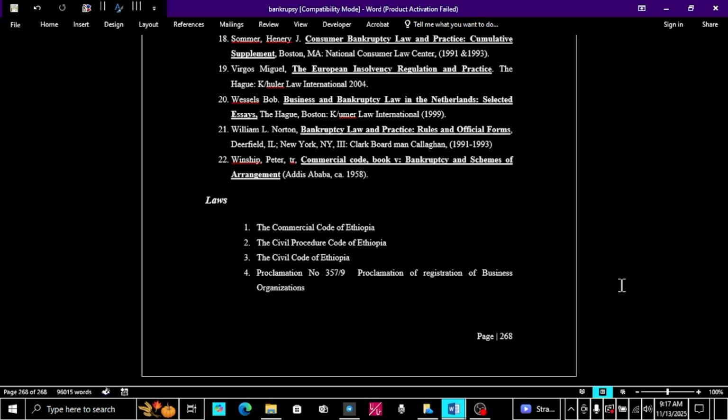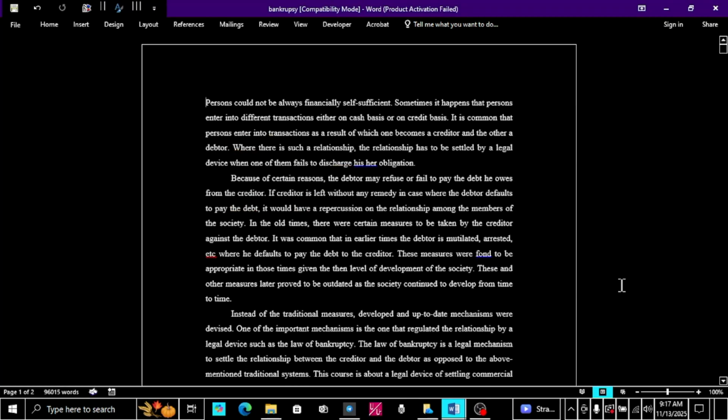To go to the first page of the document, we will press Control plus Home. Let's press it. Page 1. Persons could not be always financially self-sufficient. Sometimes it happens that... Okay, now we are on the first page. This is how to go to the first and end of the document.